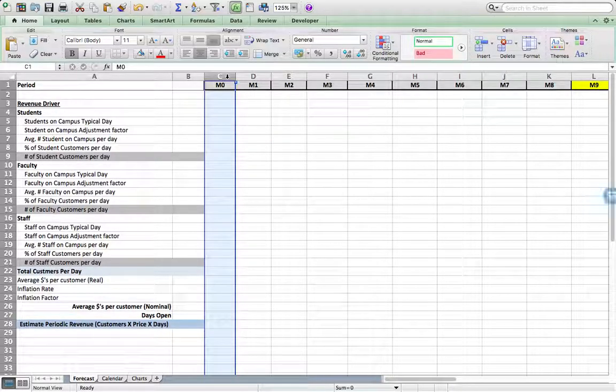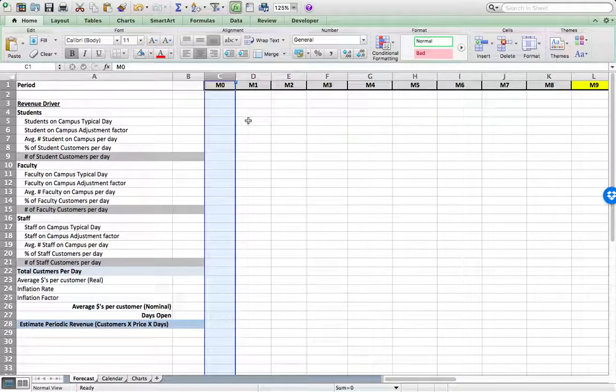I used month 0 as a holding place for any kind of expenditures or revenues, in this case just revenue, that might happen before the business actually goes live. In this case, we won't have any, but you'll see how that applies as we start getting down to expenses.